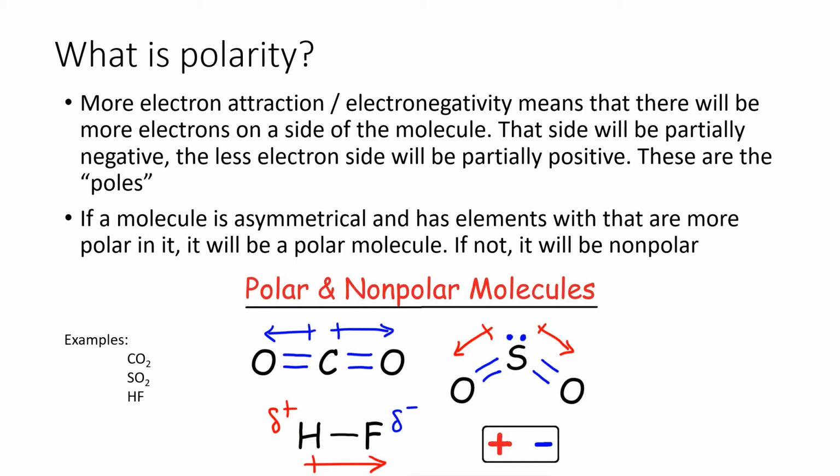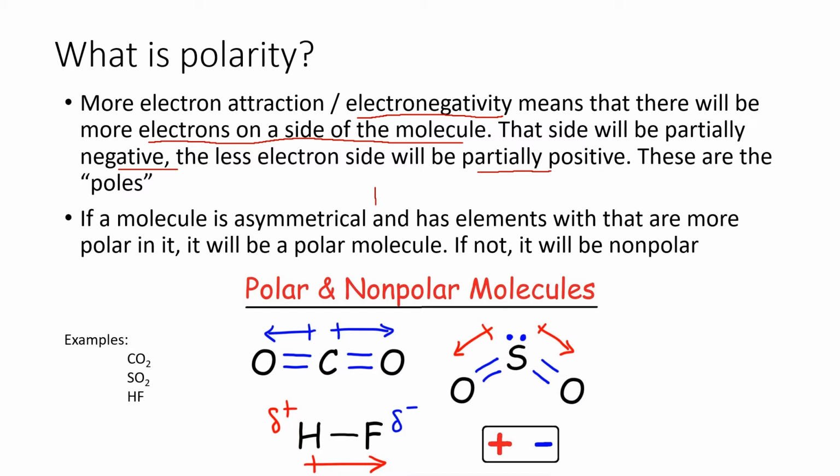Now, going into more detail about what's going on here, if you have more electronegativity on one side of a molecule, that means there's going to be more electrons on that side of the molecule. That makes that side of the molecule partially negative. And then the side of the molecule that is less electronegative will be partially positive.